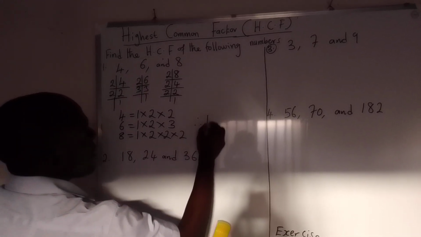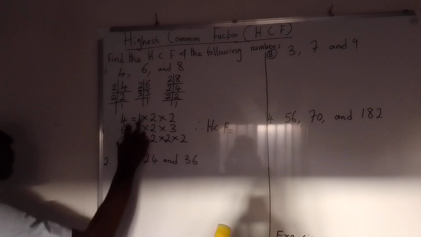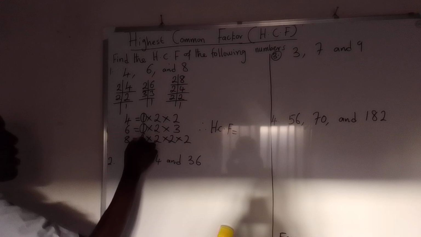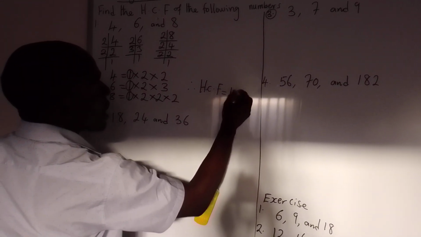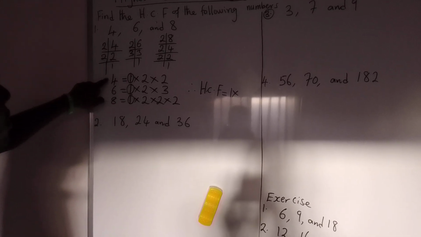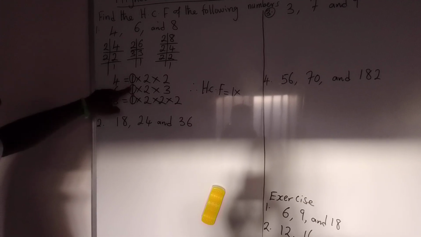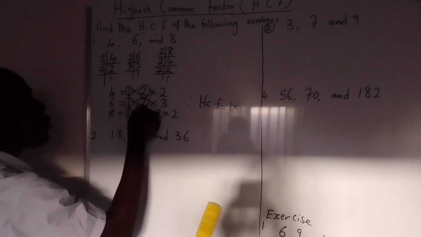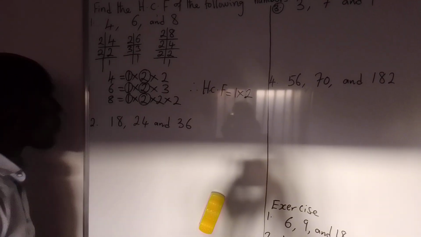Now, the HCF of these numbers is equal to, now, we have 1 here, 1 here, and 1 here. So we pick 1, because 1 cuts across all of them. Before you pick a number, it must appear in 4, 6, and 8. Looking at it, there's 1 here, 1 here, and 1 here. Okay, we have 2 here again, we have 2, we have 2. So we pick 2.